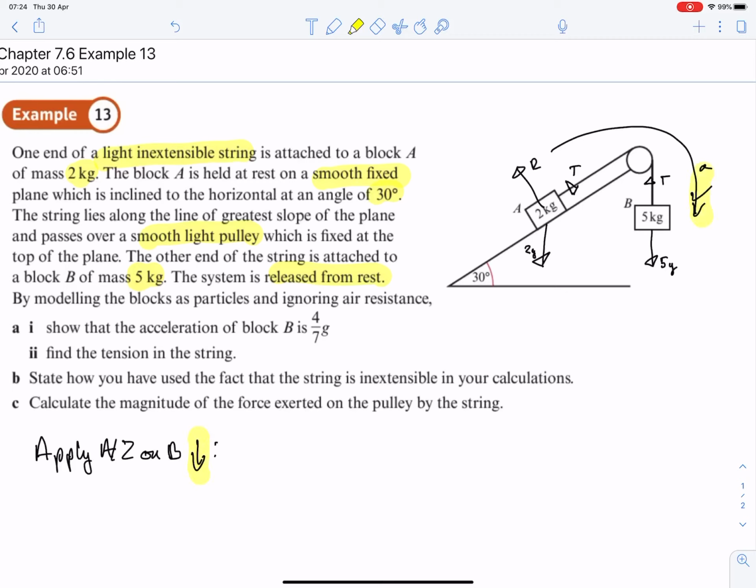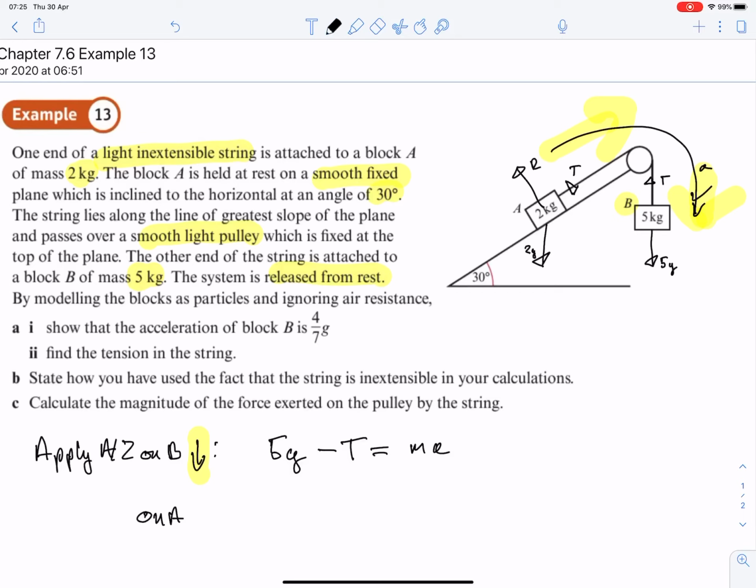Apply N2 on B, and we're going to take the down as the positive to be consistent with our acceleration on B. So what are the forces acting on B? Well, we've got 5g acting downwards minus the T which is acting upwards will be equal to MA.